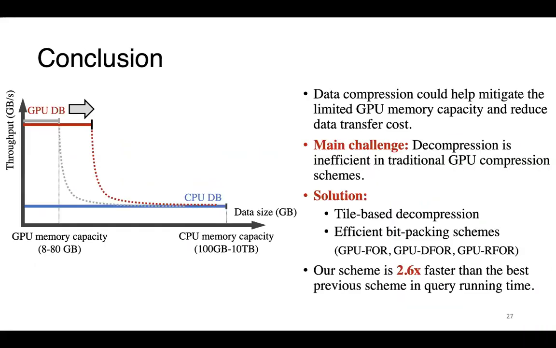To conclude our presentation, we can see that data compression could help mitigate the limited GPU memory capacity and also reduce the data transfer cost. The main challenge of data compression is that existing decompression schemes are still inefficient. Therefore, in this work, we provide two solutions to optimize decompression in GPU. The first one is we introduce a tile-based decompression model, and the second one is we introduce efficient bitpacking schemes. We then show in our evaluation that our scheme is 2.6 times faster than the best previous scheme in query running time. Therefore, this concludes the end of our presentation.